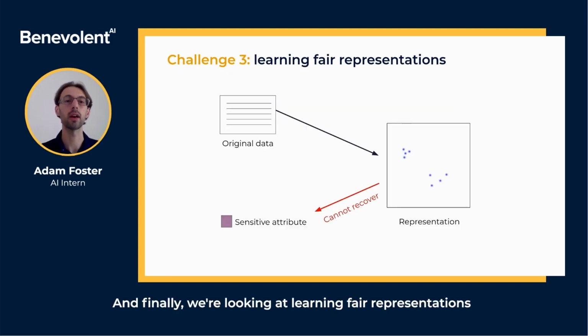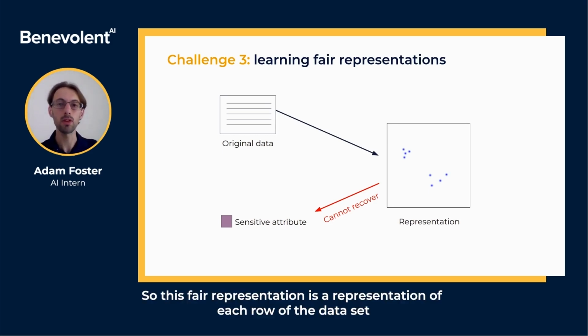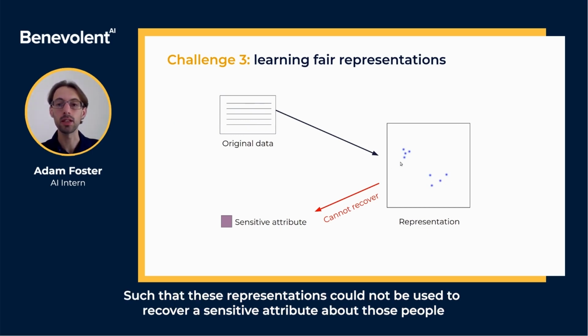And finally, we're looking at learning fair representations. This takes us a bit away from omics data. So this fair representation is a representation of each row of the data set, which now might represent an individual person, such that these representations could not be used to recover a sensitive attribute about those people.